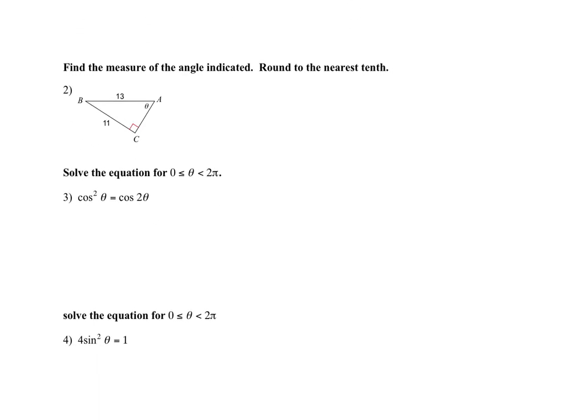Okay, question 2, find the measure of the missing angle here. So this is going to use inverse trigonometry. So here we have the hypotenuse and we have the opposite length. So that's going to be sine. So the sine of theta is equal to 11/13, which means theta is equal to the inverse sine of 11/13, which is approximately 57.8 degrees.